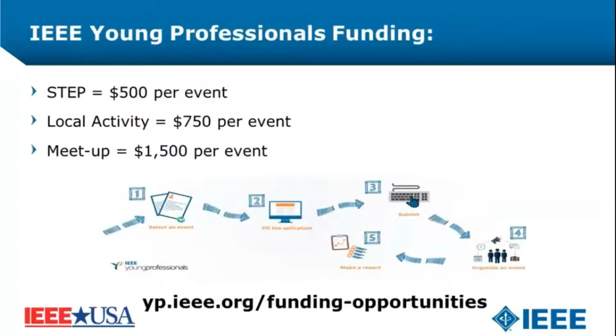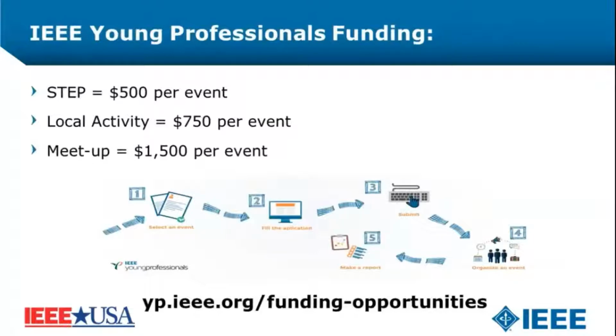So this is the funding portal. People on the call, if you are affinity group leaders or if you're part of any affinity group, and if you have not yet applied for funding this year, I strongly encourage you to apply for funding. The website is there on the slide, yp.ieee.org/funding-opportunities, or you can just Google this and you will get it right away.